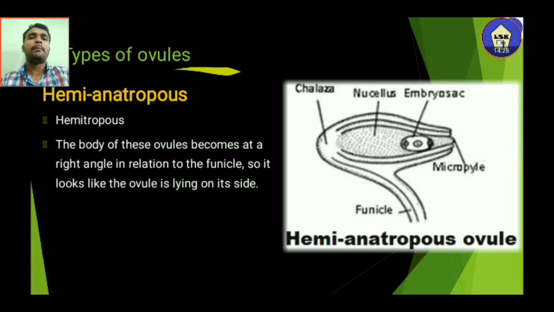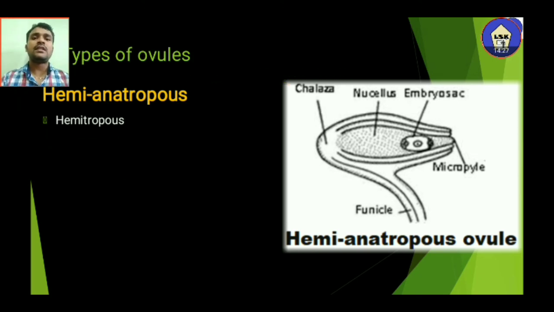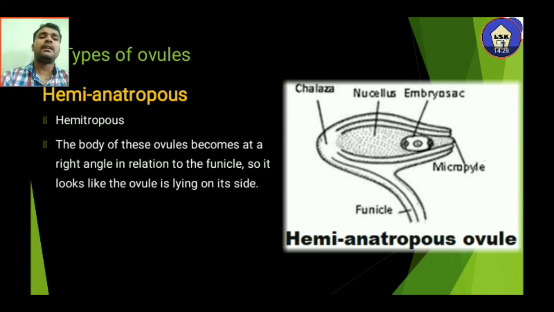If it is a funicle, the remaining body parts are arranged like this. This type of arrangement is noticed in hemianatropous ovule. The body of these ovules becomes at a right angle in relation to the funicle, so it looks like the ovule is lying on its side.